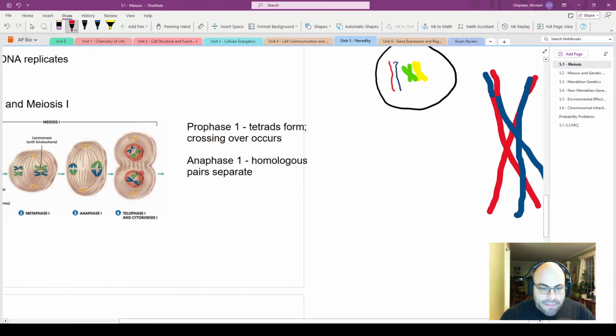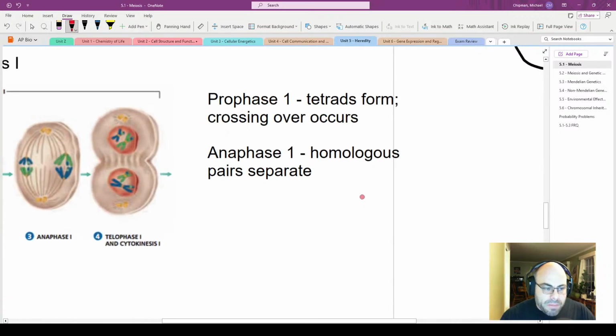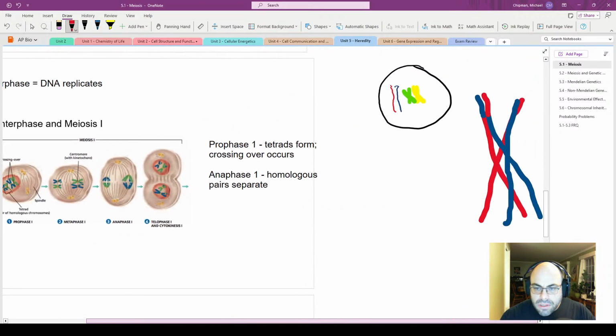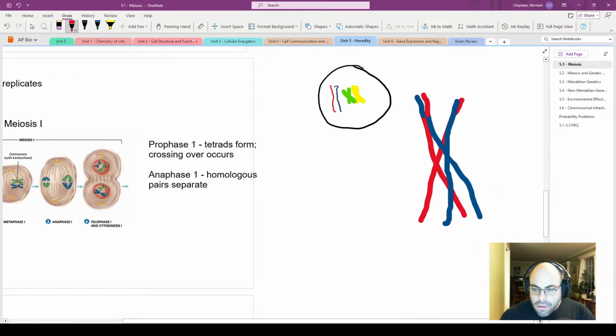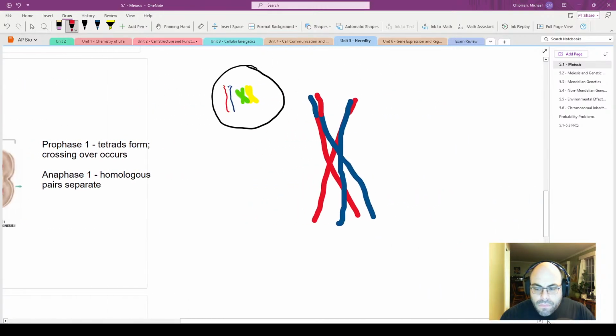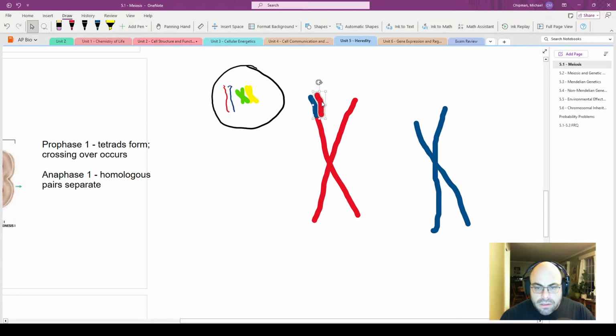Okay, another important part of this is anaphase 1. What happens during anaphase 1? Homologous pairs separate. So in anaphase 1, homologous pairs are going to separate, and what that means is these 2 things that I have here, this thing and its new piece, is going to separate from this one.